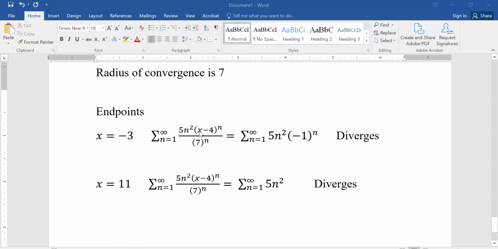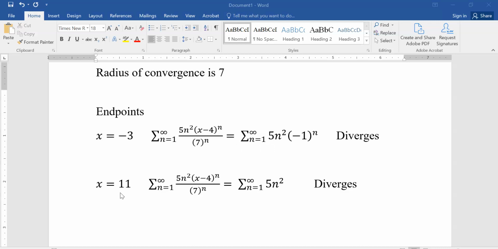Now at these two endpoints, -3 and 11, if you plug in -3, -3 minus 4 is -7 to the n, so you get -7 to the n over 7 to the n. That's -1 to the n, and then 5n squared. Now, obviously, this is an alternating series, but if I take the limit as n goes to infinity of 5n squared, it does not go to 0. In fact, it goes to infinity. Therefore, this series diverges.